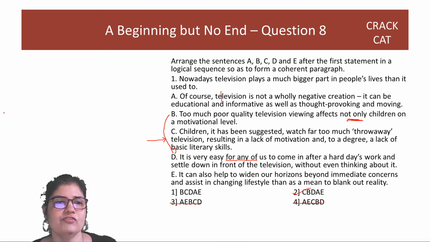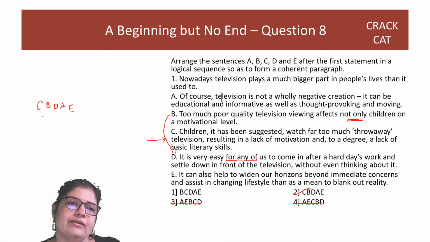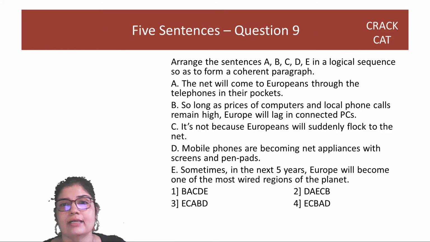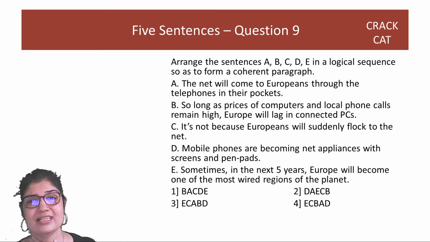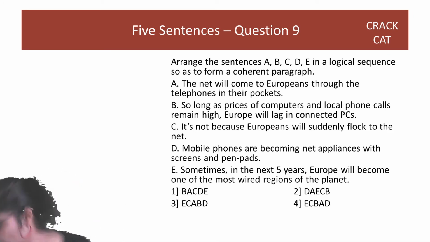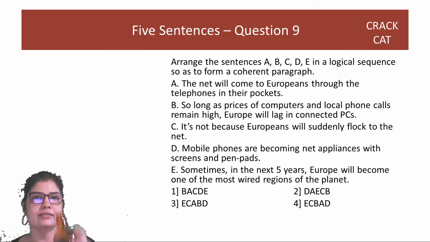Okay, you start off by saying place than it used to. C, children, right? But you say that it is not only children who are affected. D, it is easy for any one of us. Then you say that it is not completely negative. It can also help widen our horizons. So again, this was not that difficult, guys, right? Now we'll move on to sentences without any beginning and end, and you have to find the order. They are slightly more difficult. We'll start off with 5 sentences, and then we'll move on to 4 sentences.